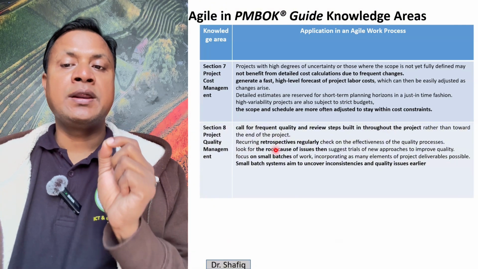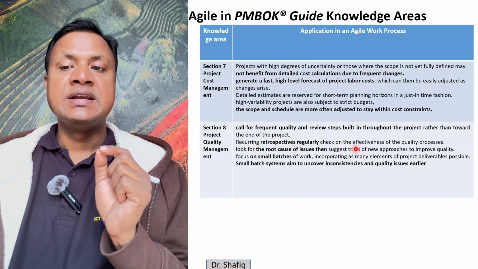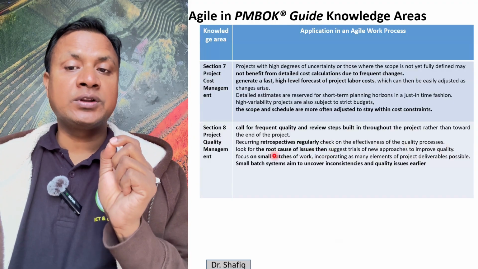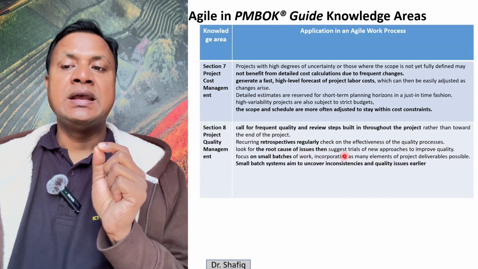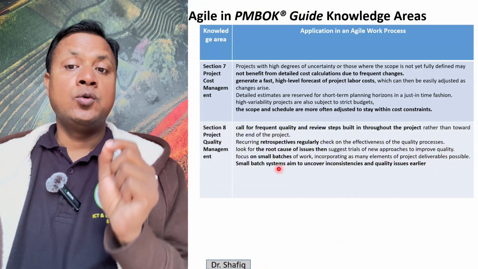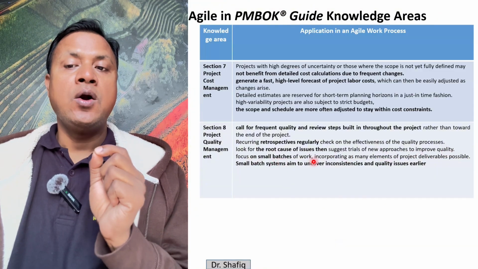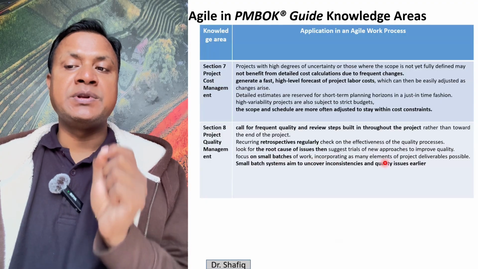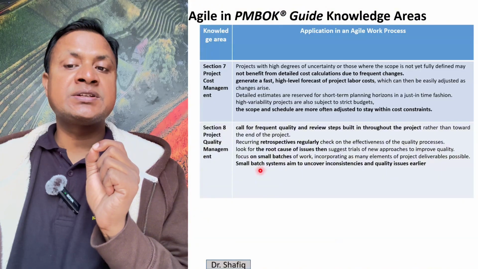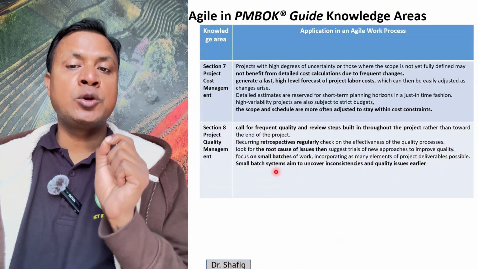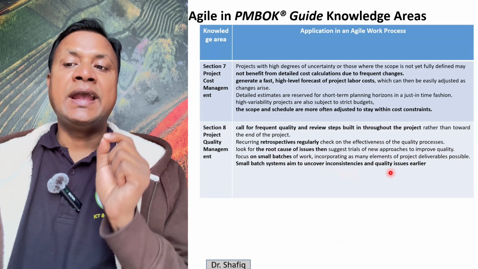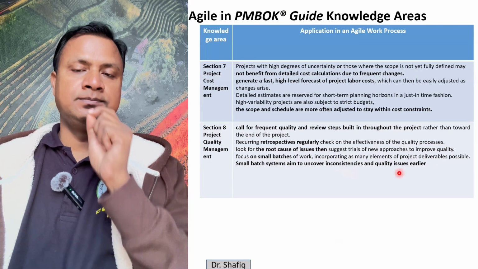We require retrospectives regularly to check on the effectiveness of the quality process. We look for the root causes of issues, then suggest trials of new approaches to improve quality. We focus on small batches of work, incorporating as many elements of project deliverables as possible. We maintain a small batch system to uncover inconsistencies and quality issues earlier.